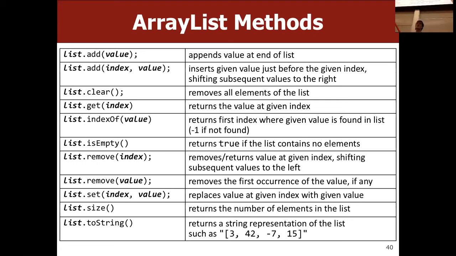And it has a toString, so you don't have to say Arrays.toString. You could just println your array list variable, and it'll take care of it. So there's a lot of cool stuff you can do.